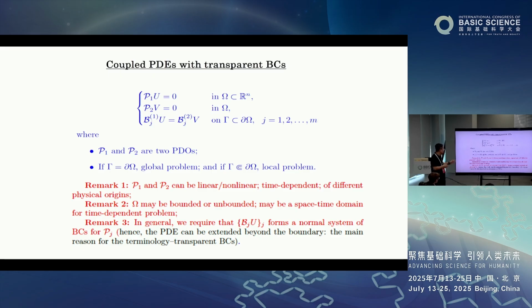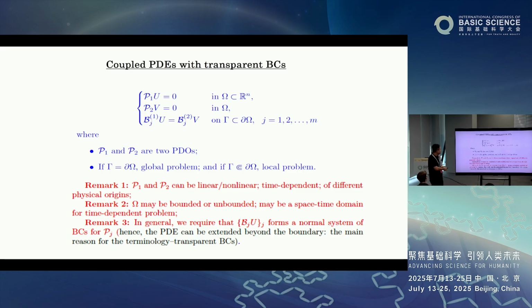Remark 3 is that in general we require B1 and B2 to form a normal system of boundary conditions for the operators. That means this type of boundary condition specifies a certain unique continuation principle such that the solution can be extended beyond this boundary. So this is why we call these transparent boundary conditions, right?